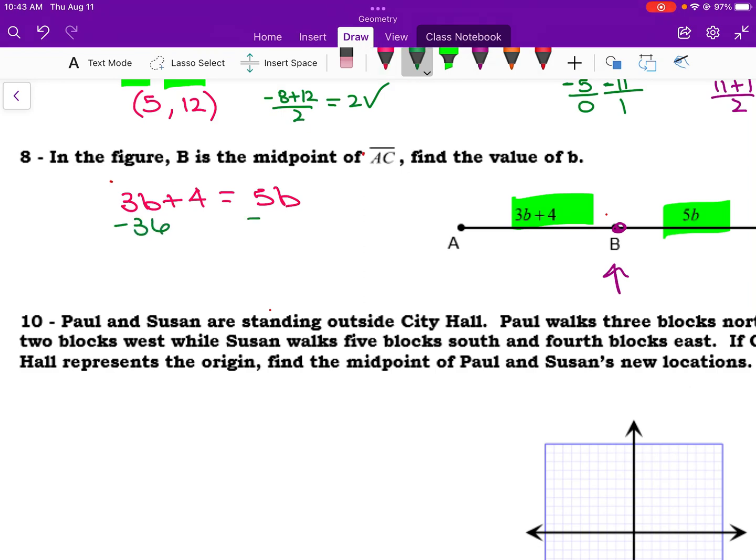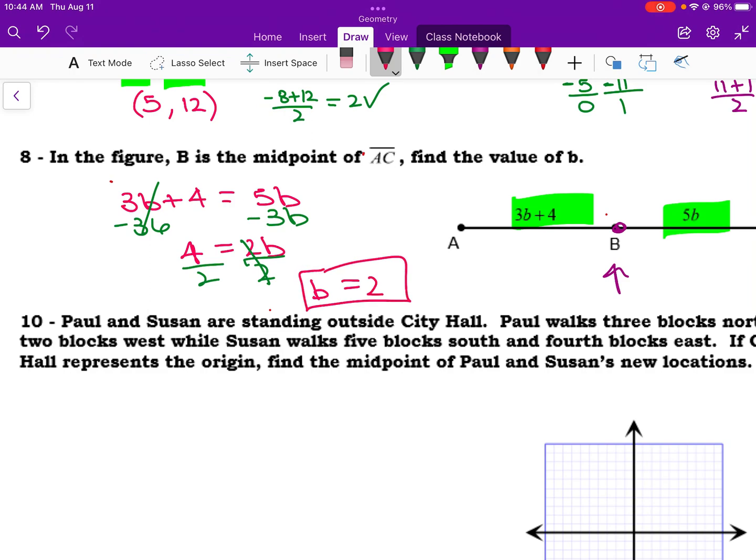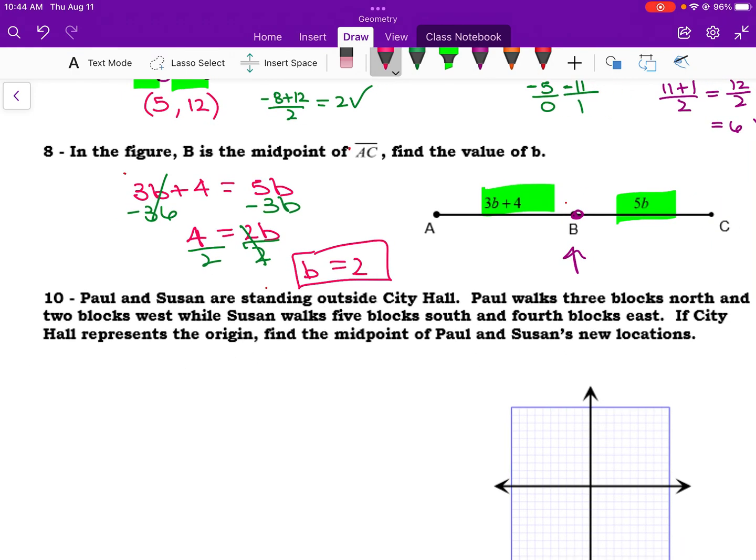If I subtract 3b, these cancel. So we have 4 equals 2b. Divide both sides by 2, and we find that b equals 2. There will be in our future this year a lot of embedding of algebraic equations in our geometry content. So there we go.